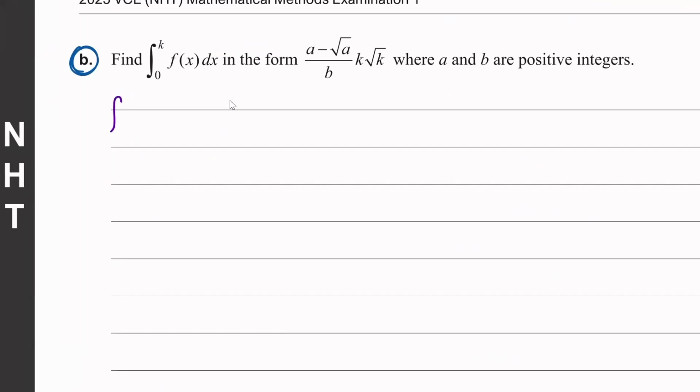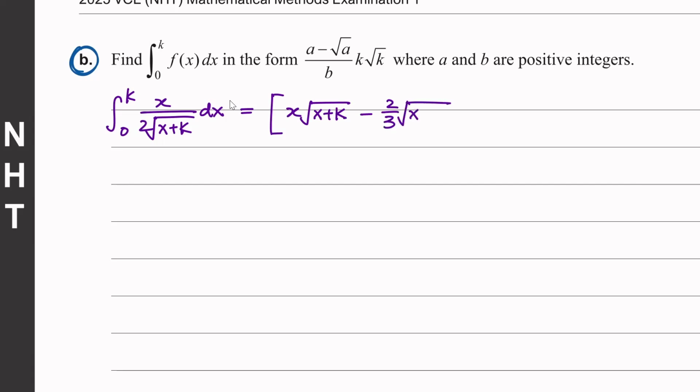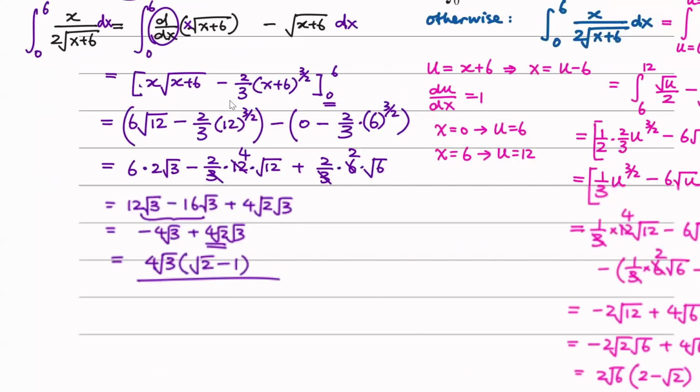Okay, so the integral from 0 to k of x divided by 2 root x plus k dx. Without reinventing the wheel, I know the structure is going to be x root x plus k, subtracting 2 on 3 times x plus k to the power 3 on 2, between 0 and k. And this is imitating whatever I did in part A2.